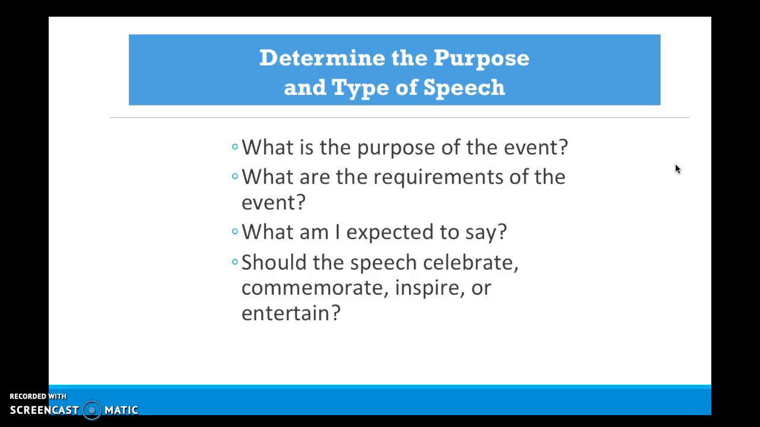So these are the questions you want to ask yourself. What is the purpose of the event? This is extremely important. Remember, it's an occasion. What is the purpose of this occasion? What are the requirements of the event? What are you expected to say? And then go back to what I just said earlier. Should this be a speech to celebrate, commemorate, inspire, or entertain?